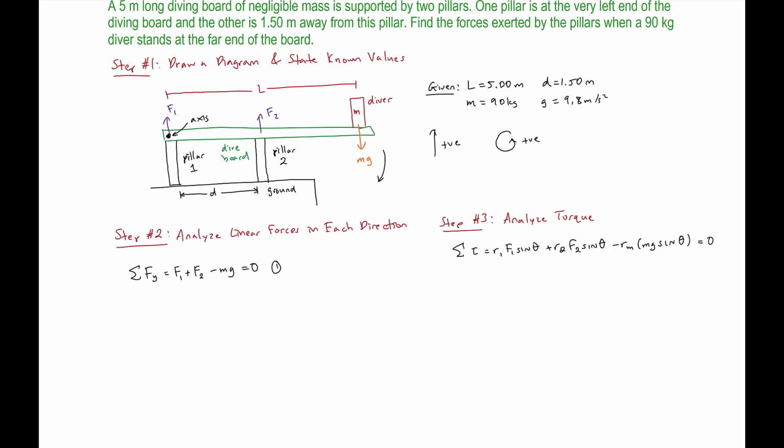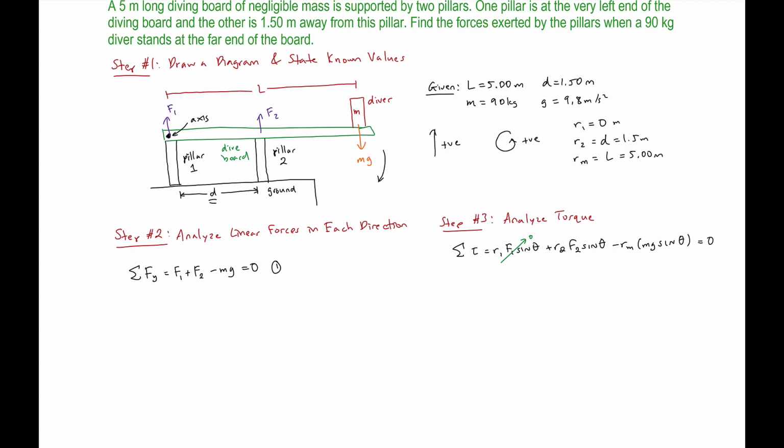So is there a way to simplify this? We know that R1 is equal to 0 because the distance that pillar 1 is away from the axis of rotation is just 0 meters. R2 is simply D, which is 1.5 meters, and Rm is simply L, which is 5.00 meters. So that means I can remove R1 because it's just 0, and Rm is just L.